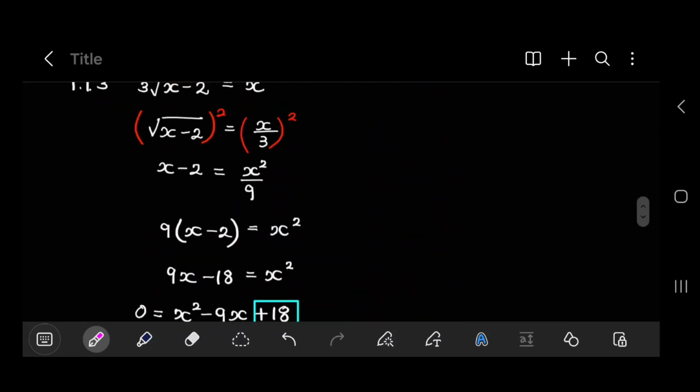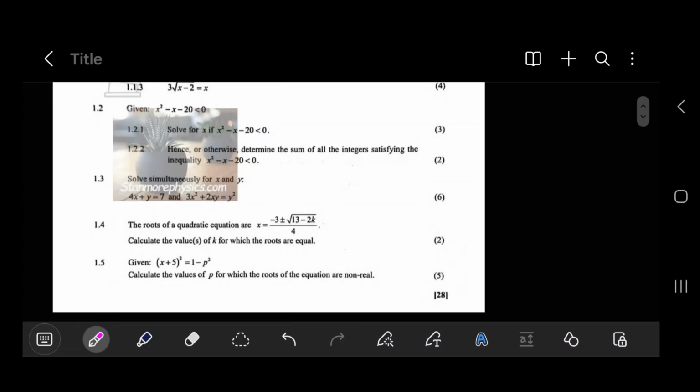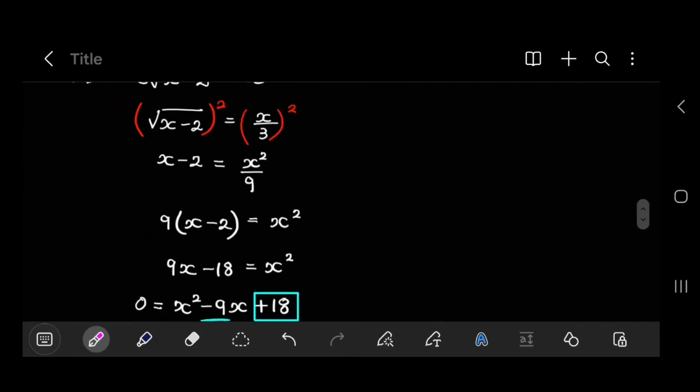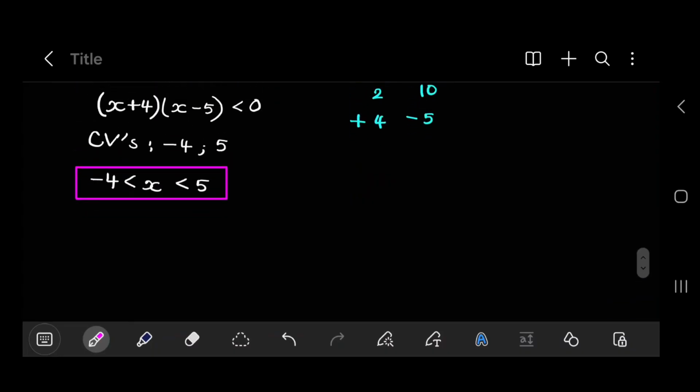But this actually continued. There was a second part to this question. 1.2.2 says, hence or otherwise, determine the sum of all the integers satisfying this inequality. So what they actually want here is, based on the answer that you have, there are integers that satisfy this inequality, and we want the sum of those integers.